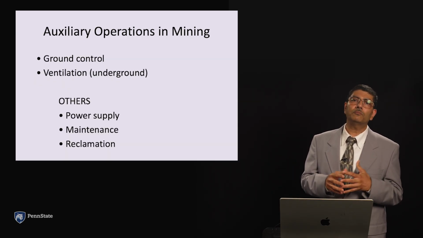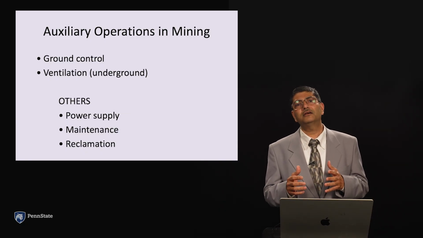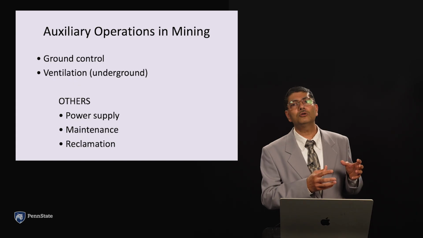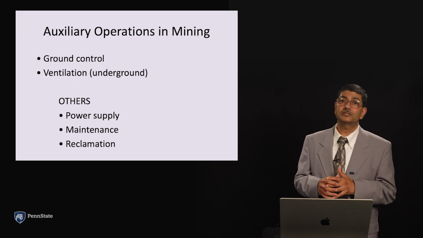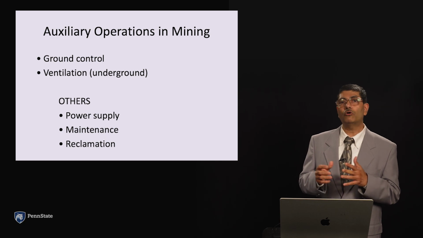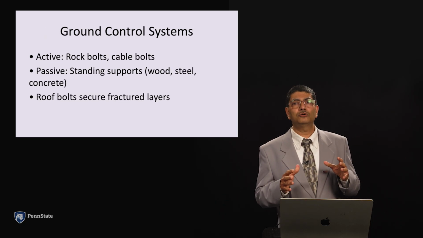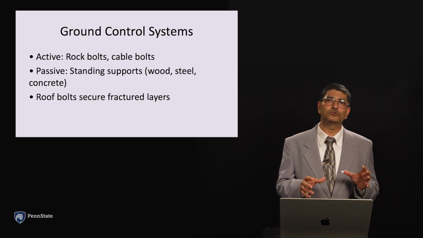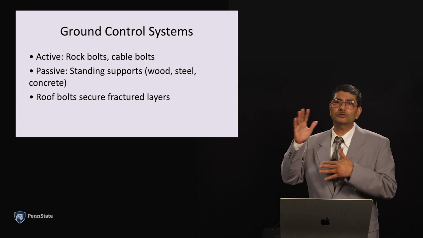Regarding the auxiliary operations, they support the production cycle and they are indispensable, basically the ground control, power supply, ventilation in case of underground mine. Sometimes the maintenance and reclamation are also considered auxiliary operations. Ground control can be active supports or passive supports. The ground control ensures the stability and safety so that you are not covered up.